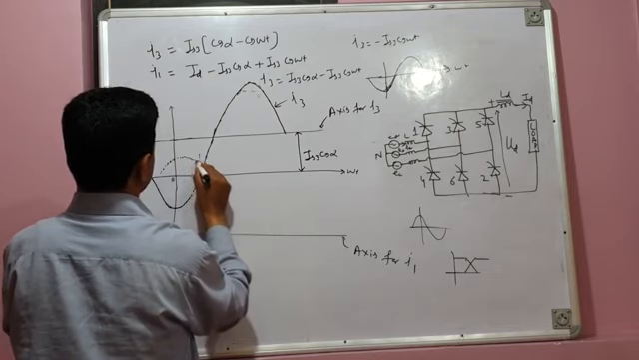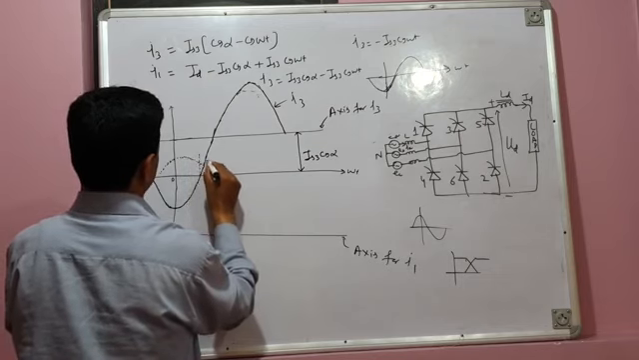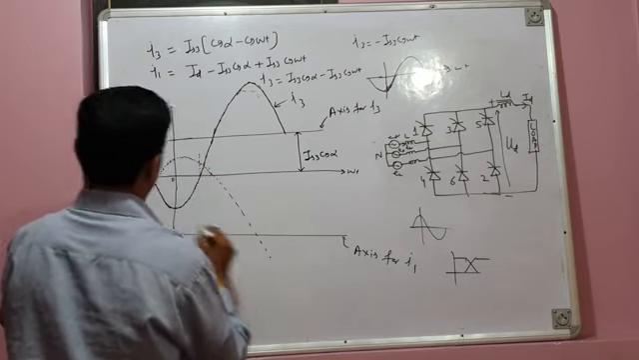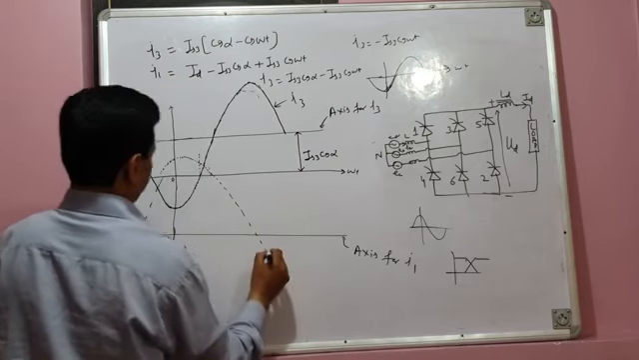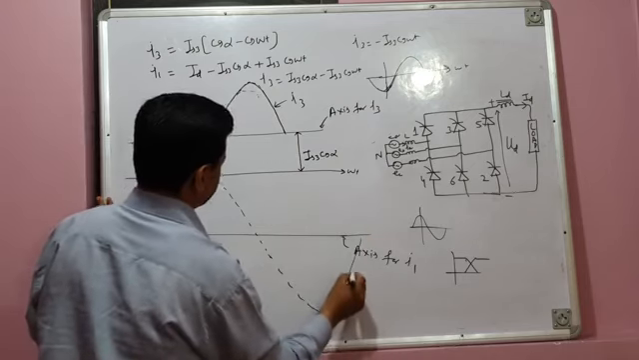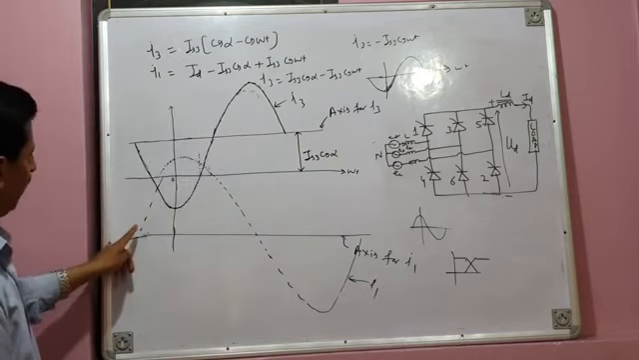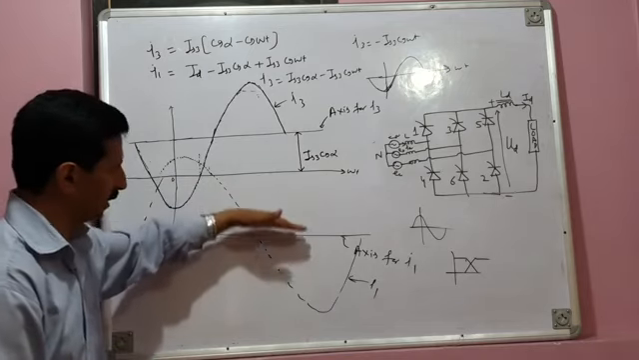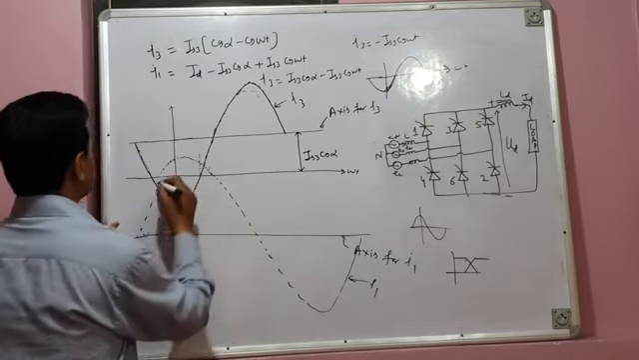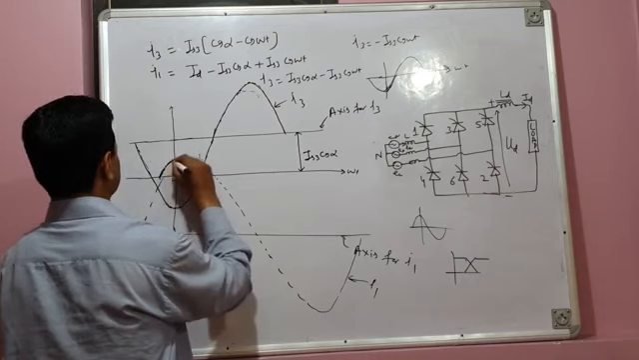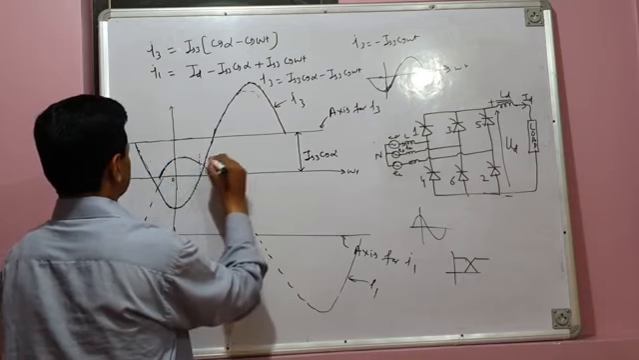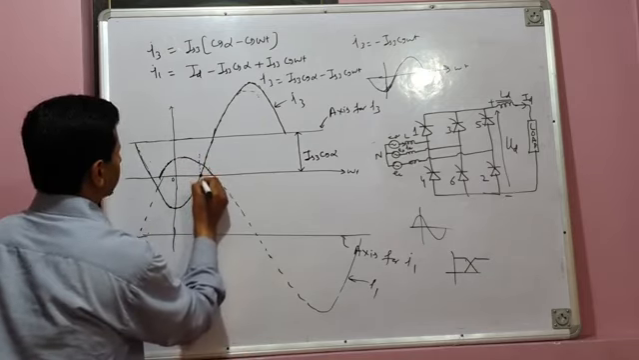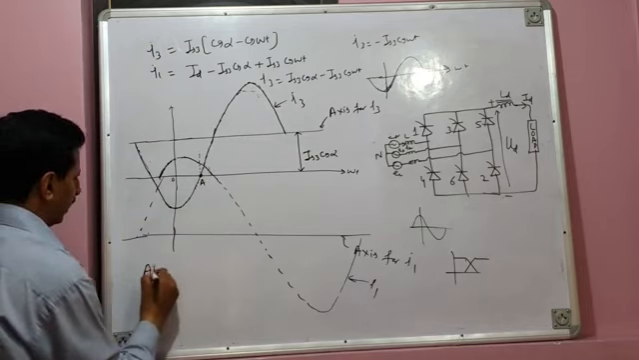Let me draw it first. This is your I1. You can see I1 is positive cosine wave, but its axis is shifted downwards. This is axis for I1. So this is my I1. Like this. Now let me call this point as point A. I will write it here at A.